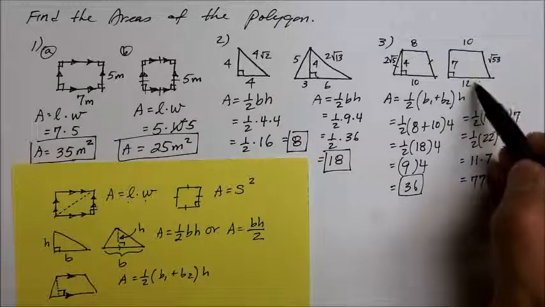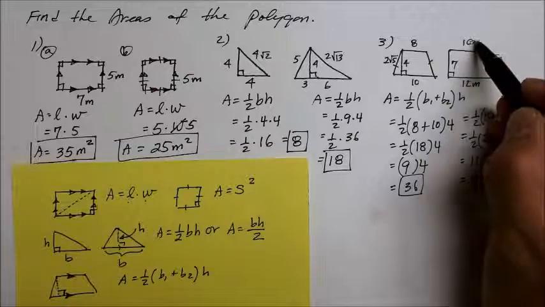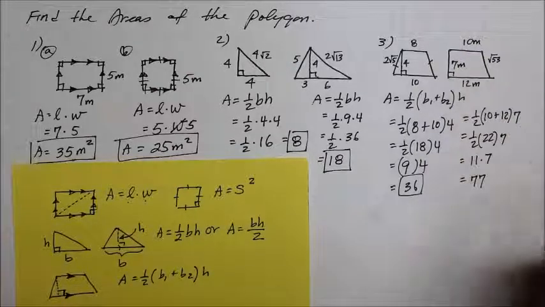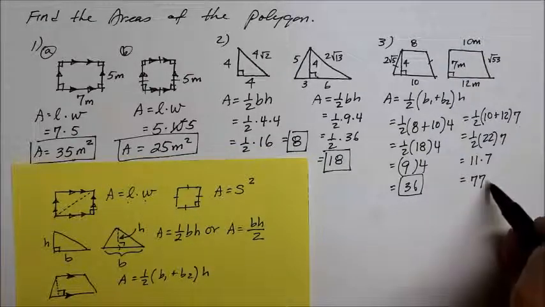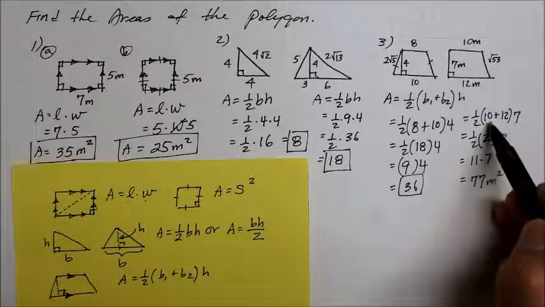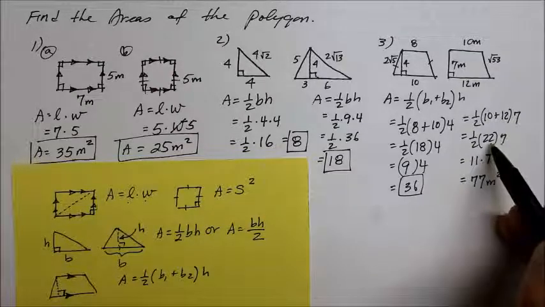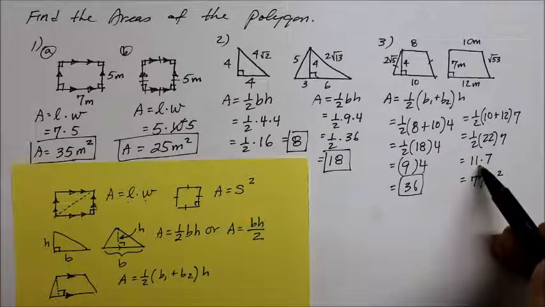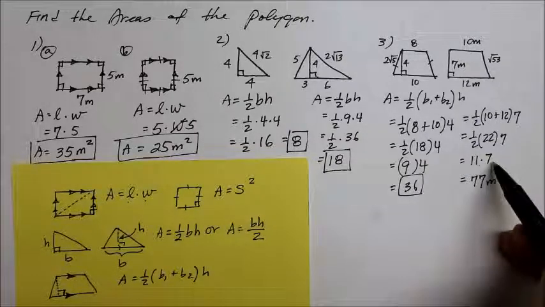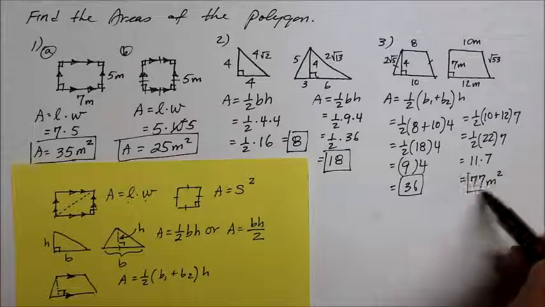And if these were given in meters, this would have been meter squared, because 10 meter plus 12 meter is 22 meters. Half of 22 meters is 11 meters. 11 meter times a 7 meter is meter squared. There's your final answer.